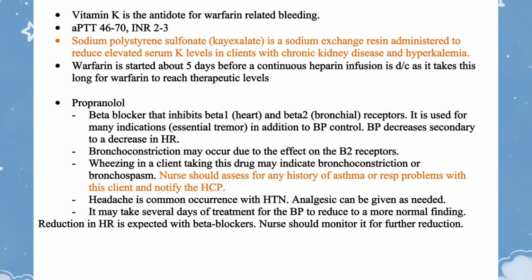It is used for many indications, such as essential tremor in addition to BP control. BP decreases secondary to a decrease in HR. Bronchoconstriction may occur due to the effect on the beta receptors. Wheezing in a client taking this drug may indicate bronchoconstriction or bronchospasm. The nurse should assess for any history of asthma or respiratory problems with this client and notify the HCP.